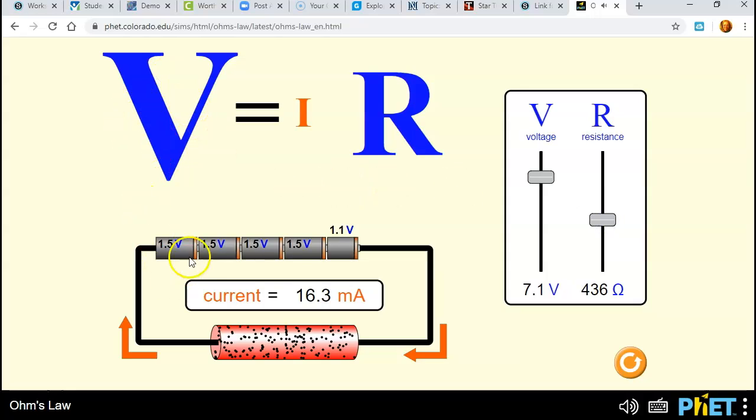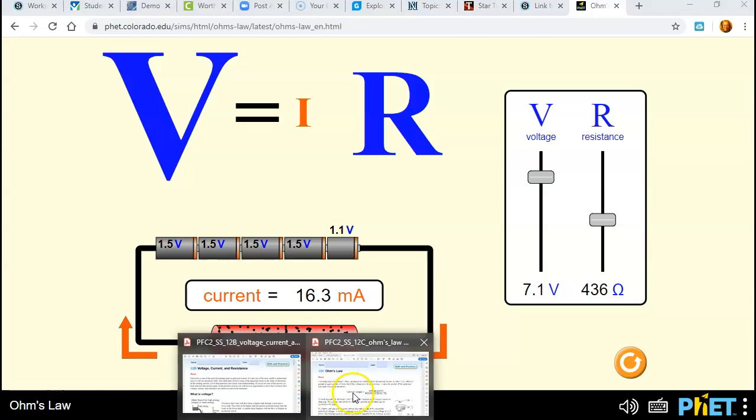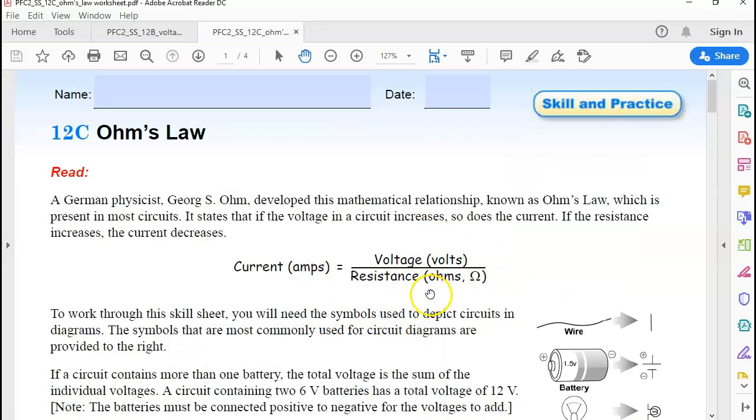All right, so that's what these parts of the equation are talking about. V is voltage, how many batteries. I stands for current, and that's because the letter C is already used for something else in another formula, so they're using the letter I here. And then R is resistance, how hard it is for the electricity to get through. Okay, so that's what the parts of this formula are.